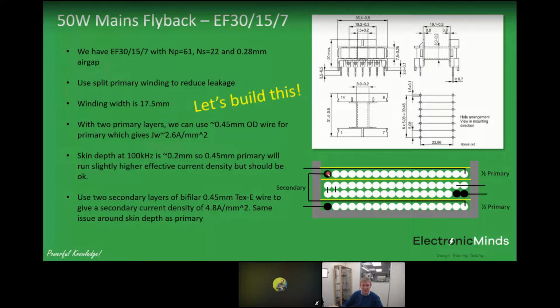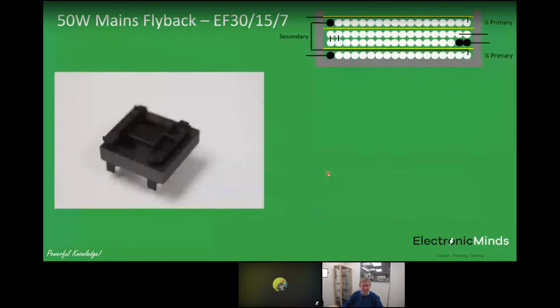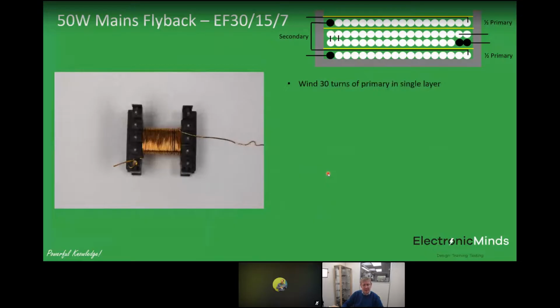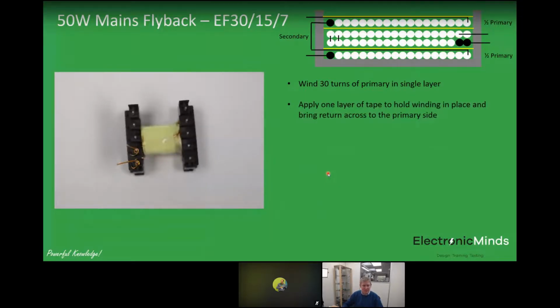Okay, so let's move on from all this theory and actually build this thing. I had an EF30 core in the lab. You can see here, this is before I started winding it. The first thing we do is wind 30 turns of the primary in a single layer, just going across. Then I put a layer of tape on, not for insulation purposes, just to mechanically hold the winding in place. Then I can bring that wire that was on the right-hand side back across and terminate it on a pin on the primary side again, and put tape over to hold it in place.